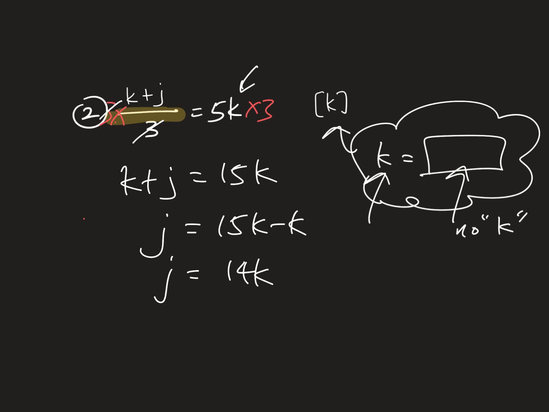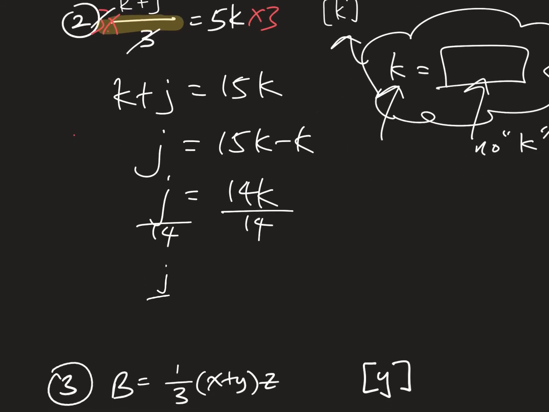Now I just need to get rid of this 14. How do we do it? Let's divide both sides by 14. And so you can see j over 14 equals k. Or since they're equal, I can just flip it around. It's the same. Done.